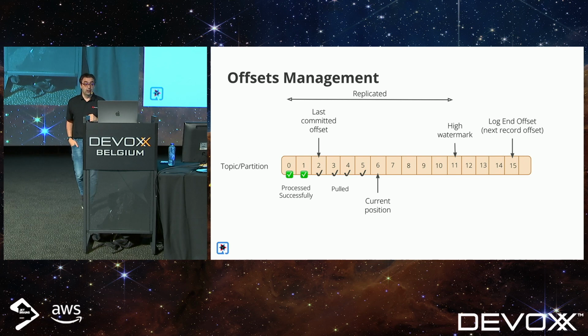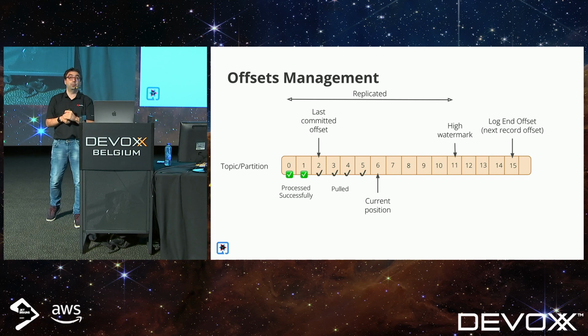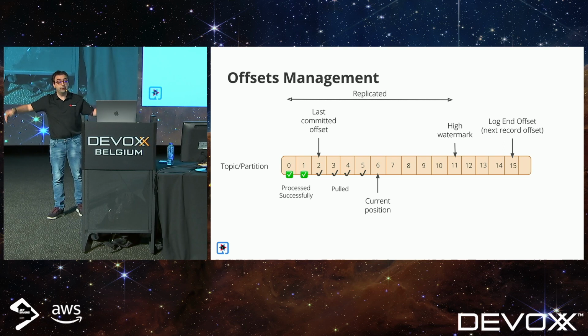From 2 to 5, it has been pulled. Maybe in the same batch as the 0 to 5, we don't know. But it has been pulled, so that means that the poll method has retrieved all of this, and they are in the process of being processed. 6 is the current position, which means that 6 is where the next poll will start. If you call poll again, even if you didn't process anything between 2 and 5, you will go from 6 to the size of the batch.